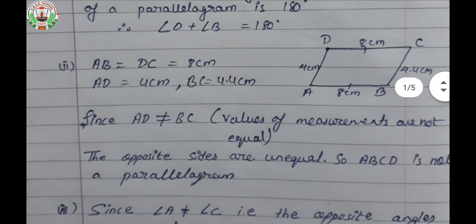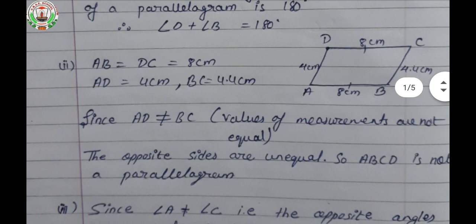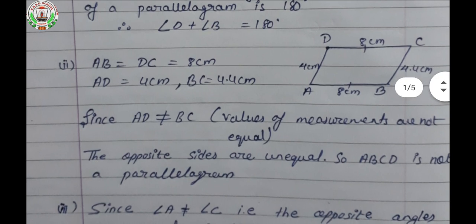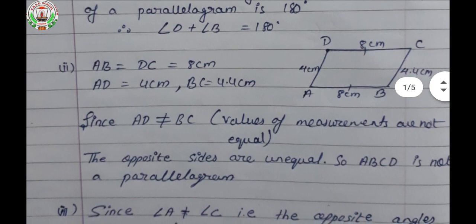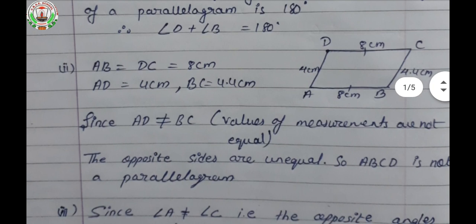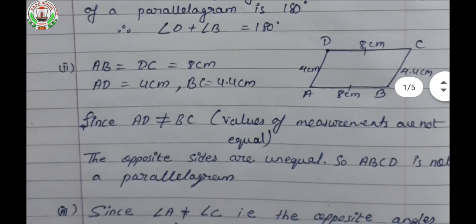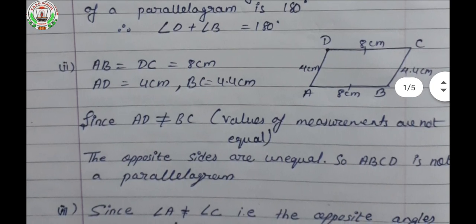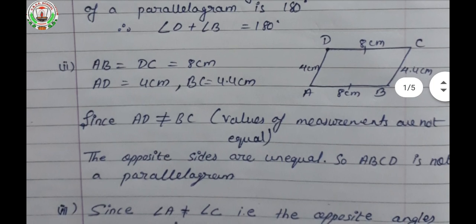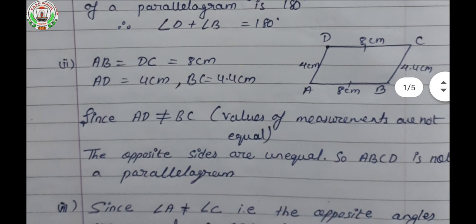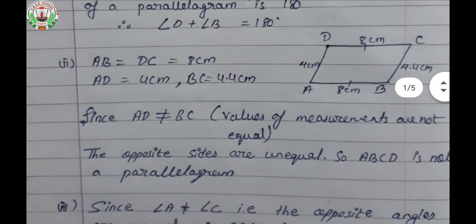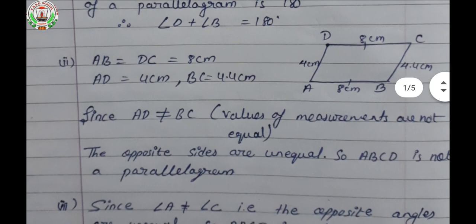Both are having different measurements, that is one is 4 centimeter, other one is 4.4 centimeter. That's why ABCD is a quadrilateral but not a parallelogram. So have you understood why ABCD is a quadrilateral but not a parallelogram? Because in a parallelogram the opposite sides are having equal length or measures, isn't it? But here the two opposite sides, that is AD is not equal to BC. That's why it is not a parallelogram.